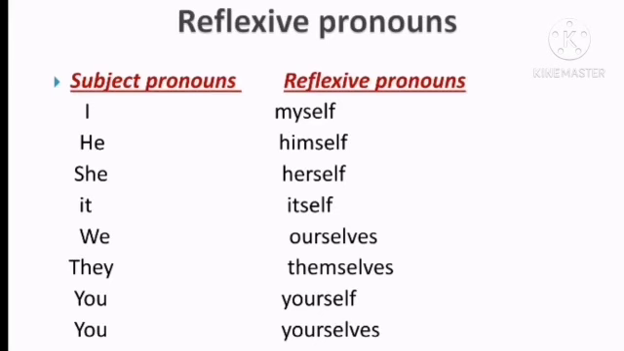The first is for when I'm talking to someone who is singular. If I'm talking to one person, I have to say yourself. If I'm talking to more than one, like my students all in the class, I'm going to talk to them saying, you have to keep quiet and respect yourselves, because I'm talking to more than one.